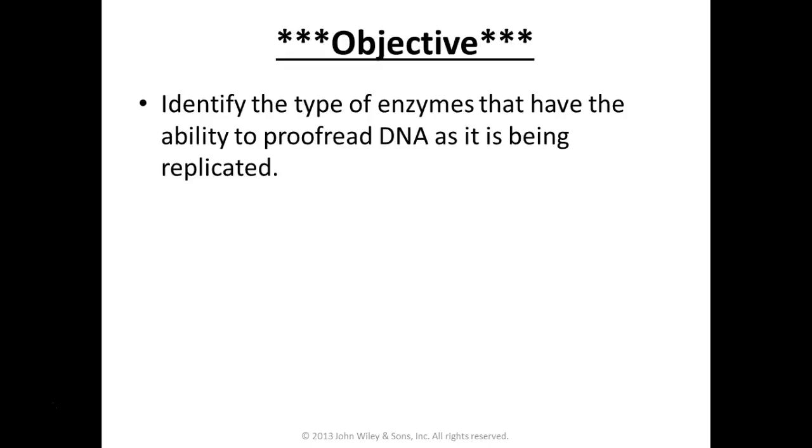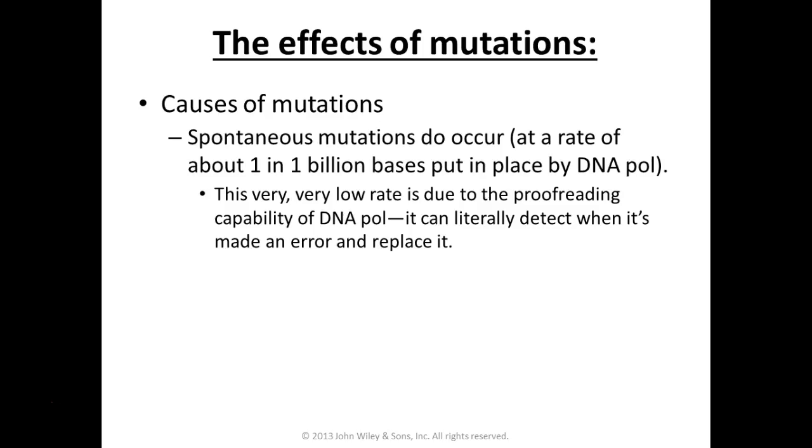Are they 100% perfect, never make a mistake? No, because we'd never see mutations if they were perfect, right? But they're pretty darn close to perfect. For instance, I think E. coli's DNA polymerase makes a mistake about 1 in every billion bases. Wouldn't that be awesome if you only made a mistake 1 in a billion times you do something? So the very low rate of mutations that we see, this spontaneous mutation, is due to the fact that DNA polymerase proofreads its own work.